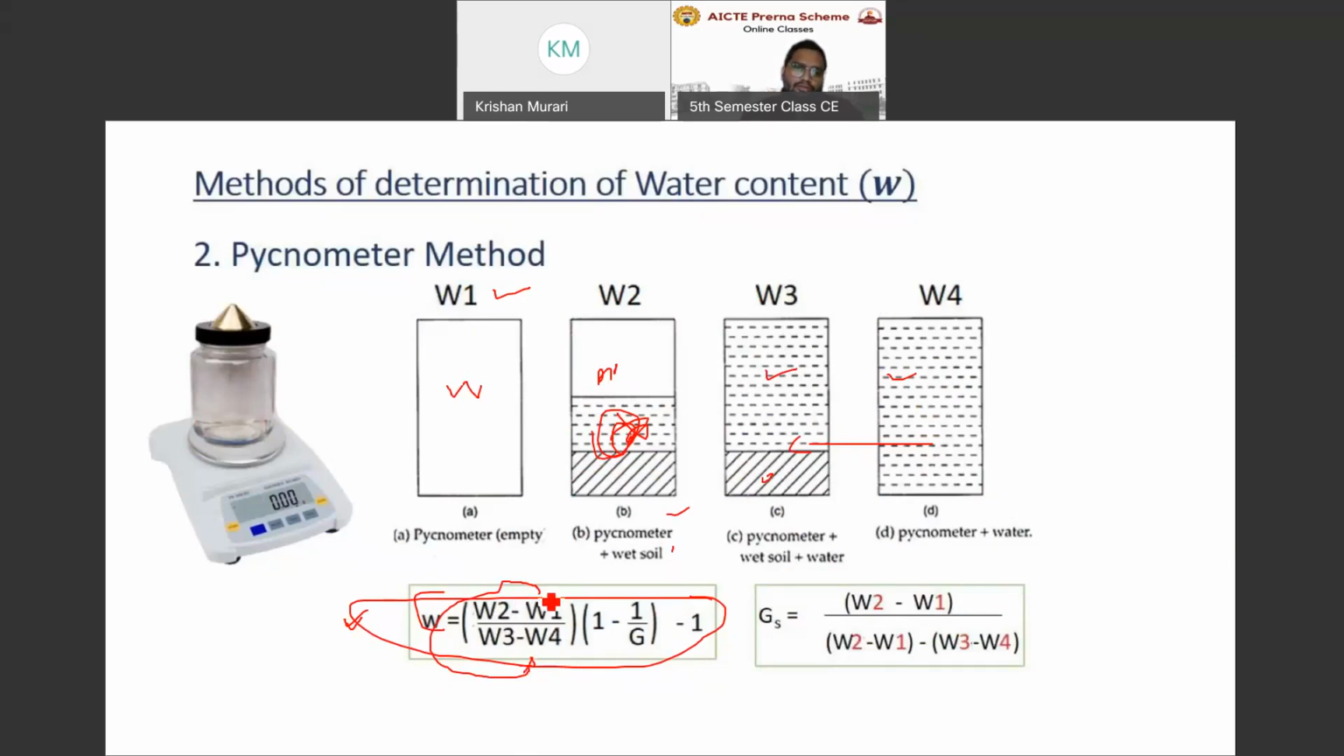You can remember W1, W2, W3, and W4, and that is 1 minus 1 upon G. Here G is also used, so to find the water content you have to know the specific gravity of the solid. If you don't know it, firstly you have to determine the specific gravity. The specific gravity is (W2 minus W1) upon ((W2 minus W1) minus (W3 minus W4)). You have to remember that formula. This method is completed in only 10 to 15 minutes; you can perform the whole test as a laboratory method.